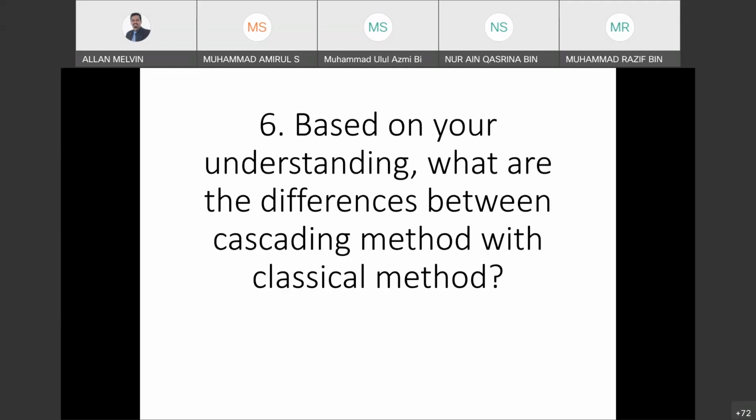Sebab dia, you know, when ada signal overlap, what will happen to the cylinder? Nothing happens. It won't move. So kalau tak move, so what will happen to your production line?